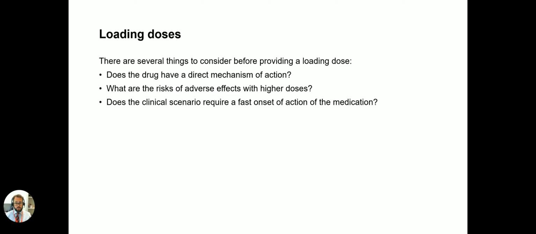We need to ask number 2, what are the risks of adverse effects with a higher dose? So the higher dose used when loading can predispose the patient to an increased risk of adverse effects. 3, does the clinical scenario require a faster onset of action? Not all clinical scenarios require a fast onset of action. We need to weigh up whether the benefit of using a higher dose outweighs the risks of using a loading dose.